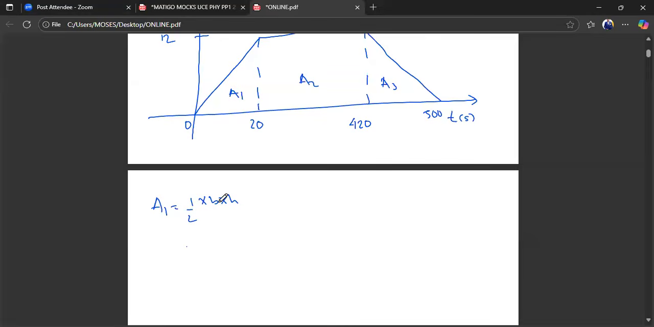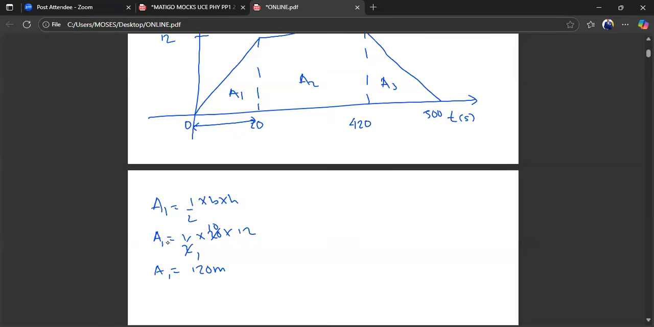Now, we come and get this area here, whereby our base is 20 from here up to here. That is our base. Our base is 20, and then our height is 12. By 1 over 2, 1 by 2, 10, I'm coming up with area A1 giving me 120 meters.